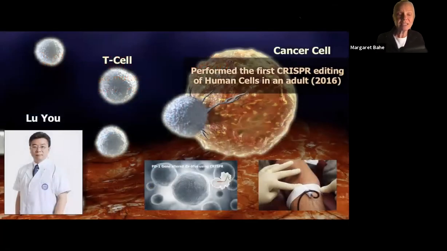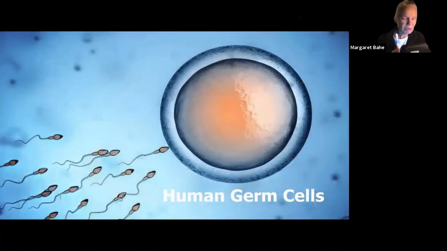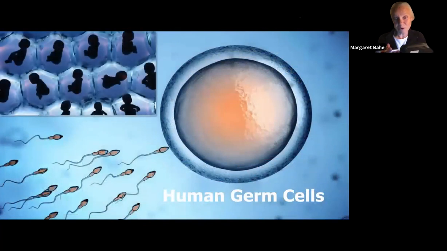And then in 2016, this researcher used human adult cells, so these were not embryo cells, to see if he could fix a problem that was preventing the person from eliminating cancer cells. And the answer is yes, he was able to do that. So we've got the first example of human edited adult cells. There we go. But what about embryos that would be implanted into a woman and then raised to adulthood?